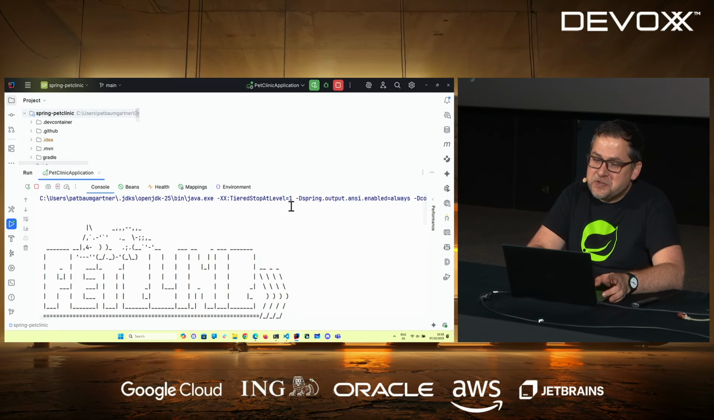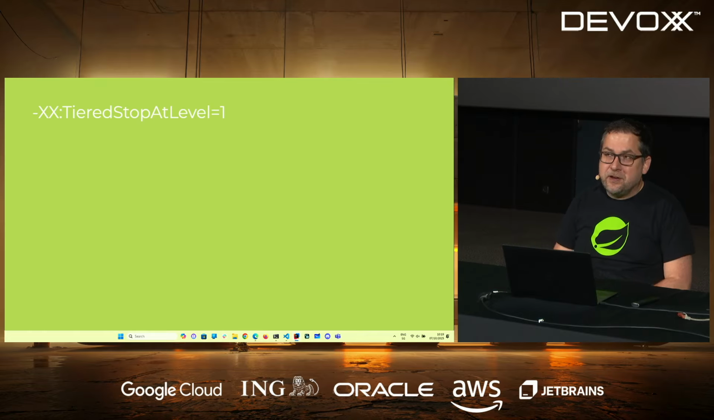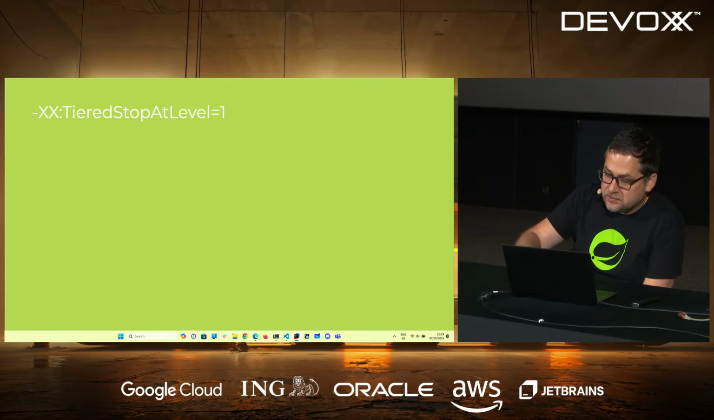Good. Another idea, just because we saw that before in IntelliJ: for developer purposes, they use tiered stop at level 1 when starting our Spring Boot application. I did not ask for that. IntelliJ just does it. So what does that mean? What does it do? I find it fascinating to see it here. And probably for the use case of running your application in the IDE, it's a good idea.